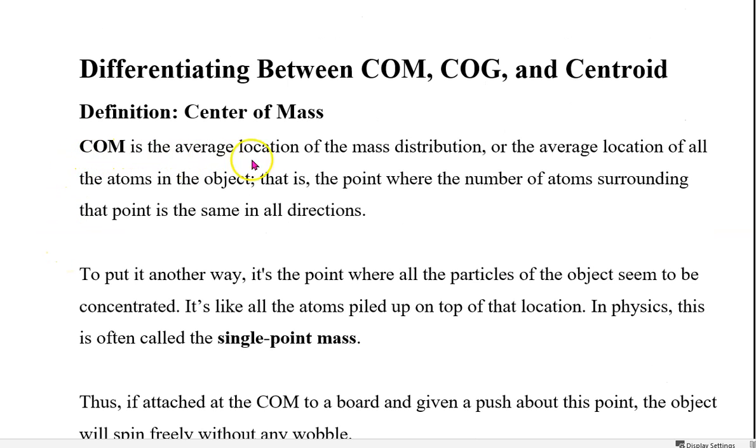Center of mass can be thought of as the average location of the mass distribution of the object, or the average location of all the atoms in the object. In other words, this is the point where the number of atoms surrounding that particular point is the same in all directions. Or to put it another way, it's the point where all the particles of the object seem to be concentrated, kind of like they're all piled up on top of that one location. In physics, this is often called the single point mass.